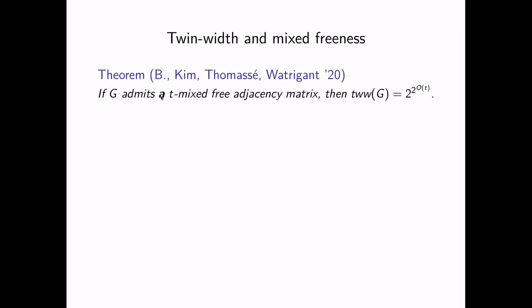I put A in bold because it hides something complicated: to have a particular adjacency matrix. Because in this definition of T-mixed free, the order of the rows and columns matters. So the ordering of the vertex set here will be important. This is hiding the existence of a vertex ordering such that the corresponding adjacency matrix has some property.